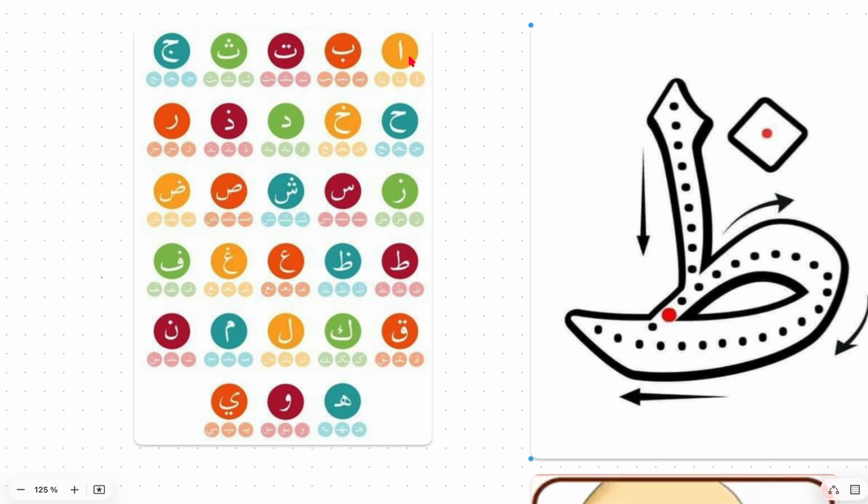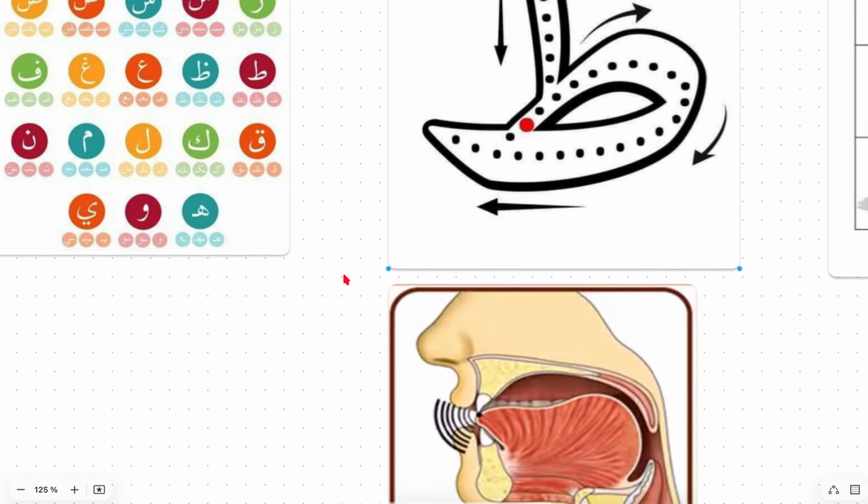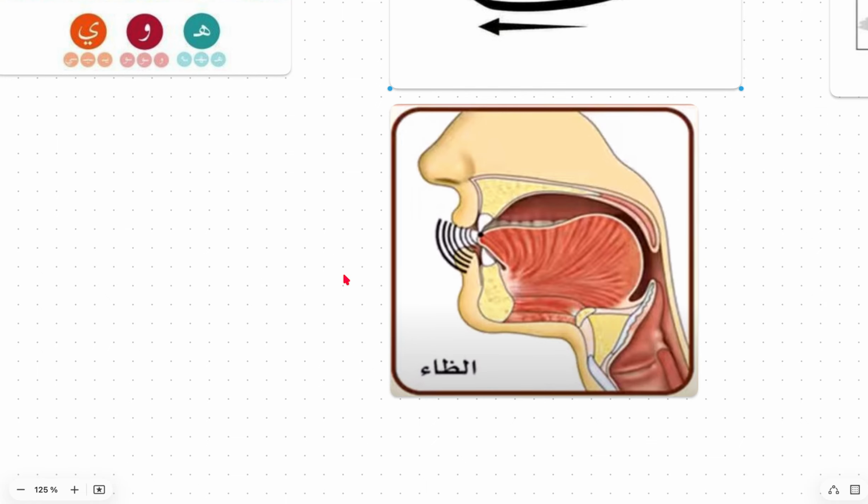This is the letter Alif. Alif, Ba, Ta, Tha, Jim, Ha, Kha, Dal, Zal, Ra, Zay, Sin, Shin, Sad, Dad, Ta, Dha. Okay. The articulation of the letter Dha.